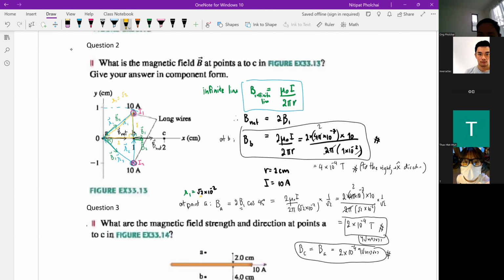And I plug that in. So B1 is going to be mu naught I over 2 pi R, my R is going to be square root 2, and then I have to times cosine 45 degrees. Cosine 45 degrees is 1 over square root 2, right? And I plug in the numbers, and in the end I get 2 times 10 to the negative 4 Tesla to the right. So I'm going to say plus x direction. That's my answer for point A. And if you do the same thing for point C, you're going to get the same number but in the other direction. So this is going to be my magnetic field at point C.